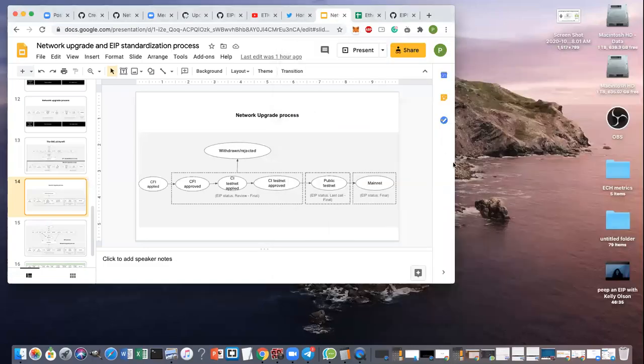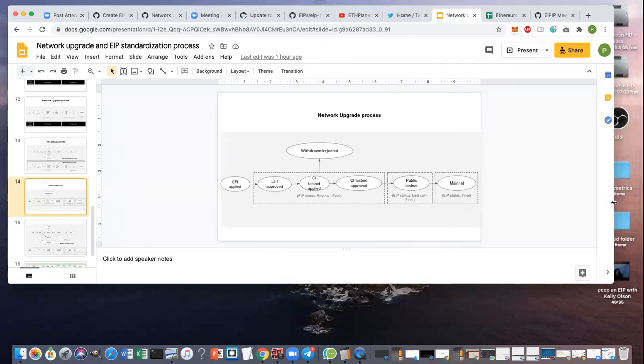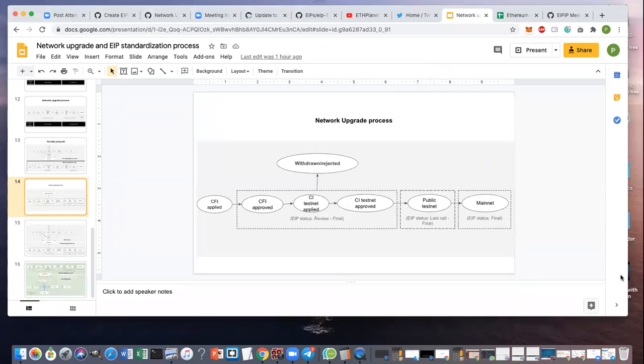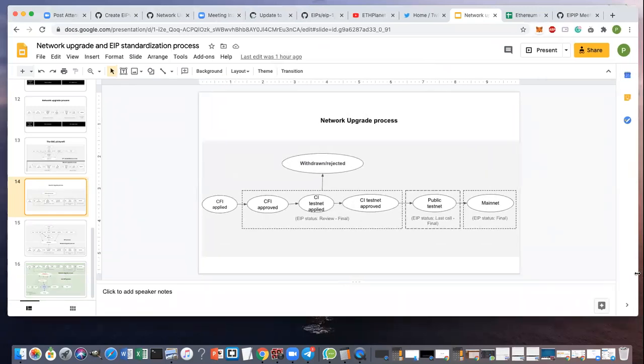I also agree with Micah that an EIP shouldn't be on mainnet without being final. Right, I totally agree with that. The nuance that I want to address is who enforces it and how do we enforce it in a way that EIPs and the network upgrade process aren't getting tied again.